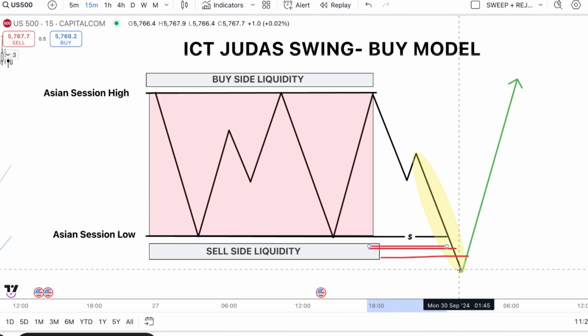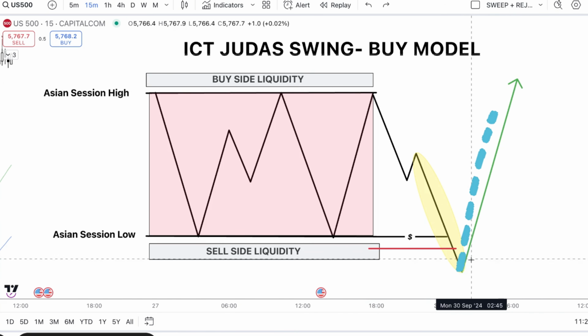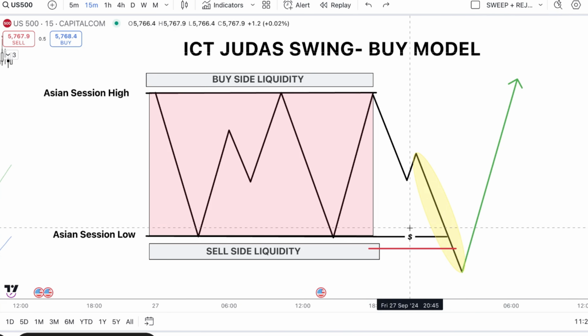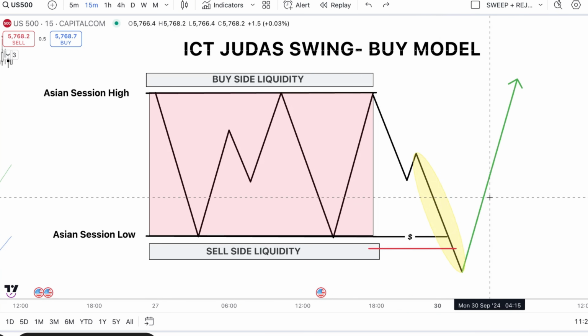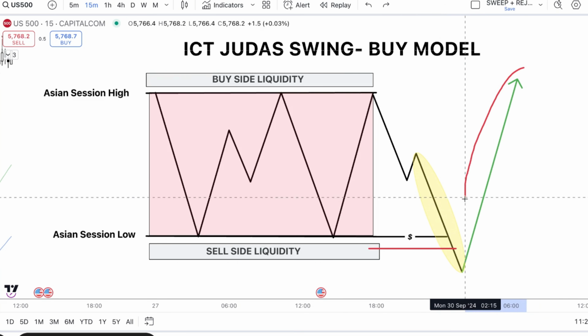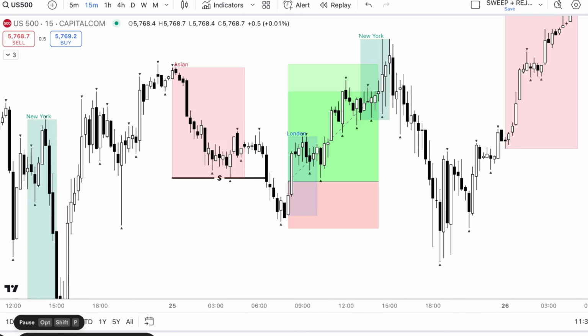Then we look for a long trade, and our trade will be to capitalize on this green arrow right here, which is a trend continuation play. So just a sweep of liquidity below the Asian session low will allow us to look for a potential long trade where we can capitalize on this continuation play right here. So let's jump into some live examples so we can simplify this even more.